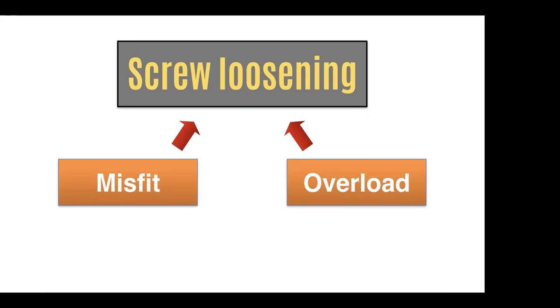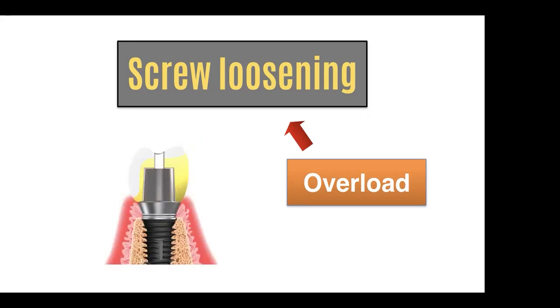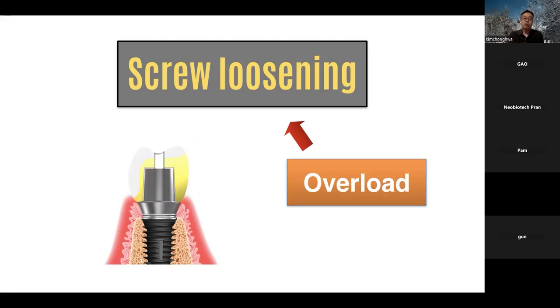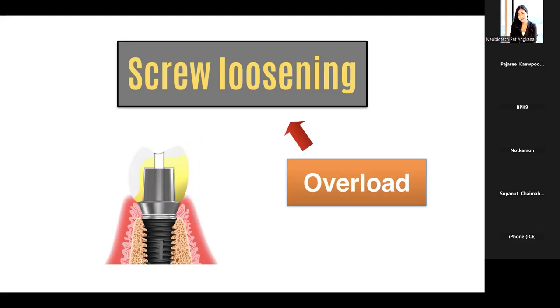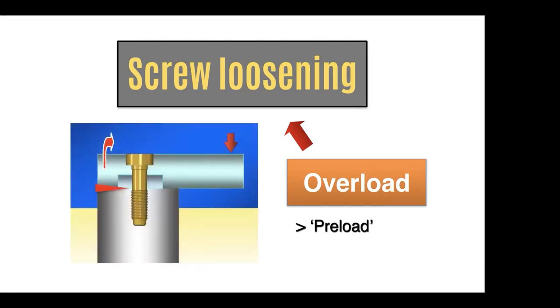First one is overload. During function, the implant encounters so many overloads. These overloads can be pretty much just any force that exceeds the clamping force or the preload of the screw. And these overloads create eccentric movement on the prosthesis. Let's take a closer look.